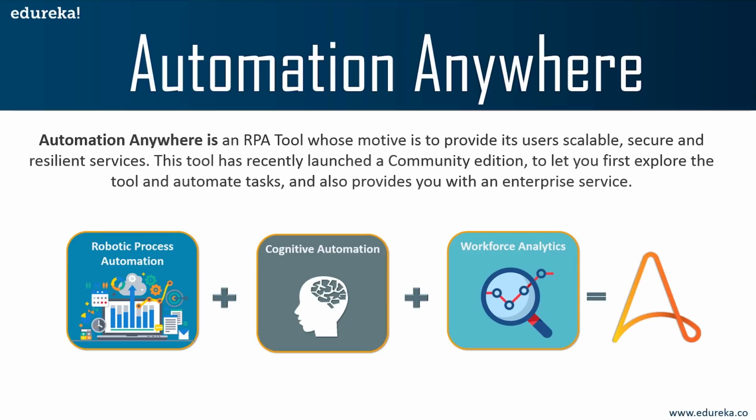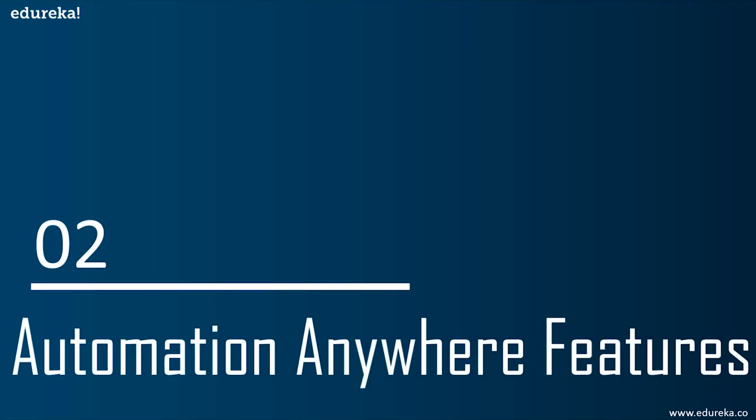If you have to summarize Automation Anywhere, it is a summation of robotic process automation plus cognitive automation plus workforce analytics. When you combine all these three terms together, that is Automation Anywhere. In simple terms, Automation Anywhere is one of the top tools in the RPA industry that you can use and learn to upskill yourself in your career and also become an RPA developer. So with that, let's look into the different features of Automation Anywhere.